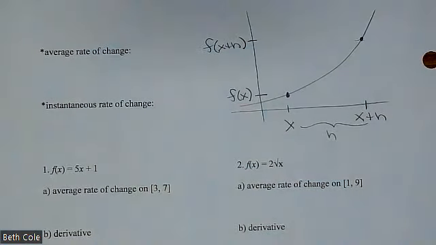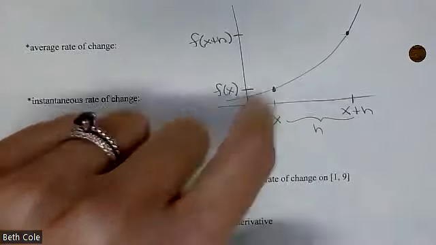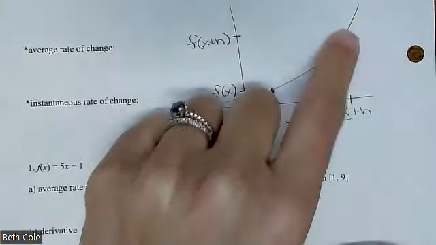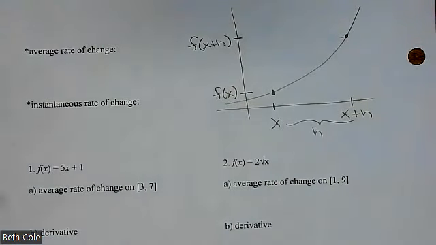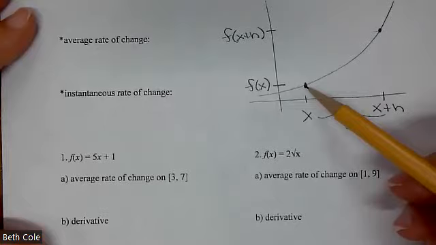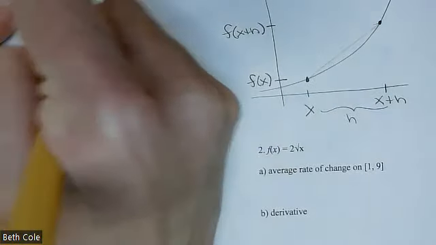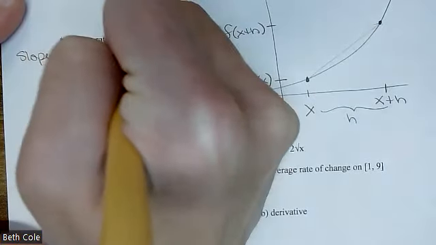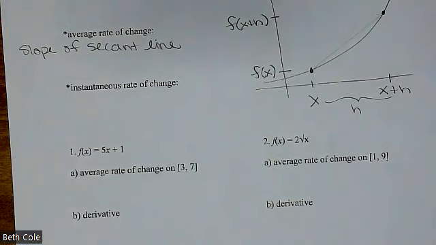It starts to look complicated, but it's not. Your input is x, your output is f of x. Here, your input is x plus h, your output is f of x plus h. So an average rate of change would be when you connect those 2 points. That is what's called the slope of a secant line. A secant line hits the graph in 2 places.